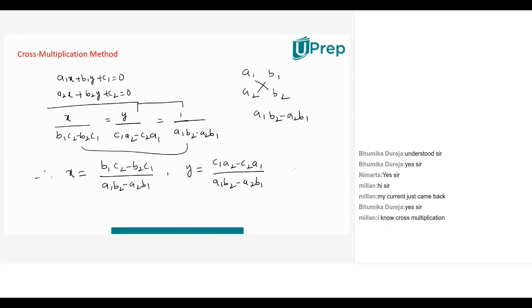So here, the next method we are discussing, Milan, is the cross multiplication method. The first method we discussed was the substitution method. The second one, the elimination method. The third one is the cross multiplication method. Okay, Milan, cross multiplication method? Well and good.